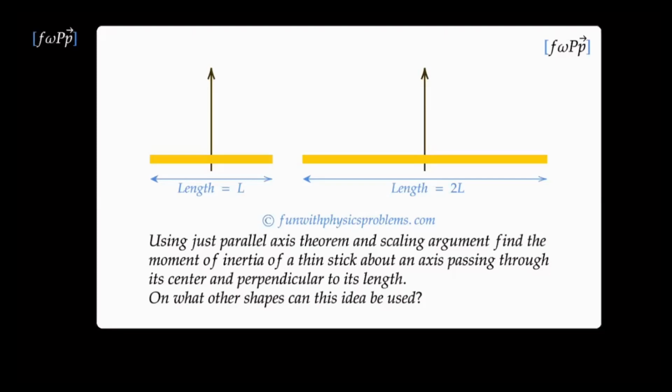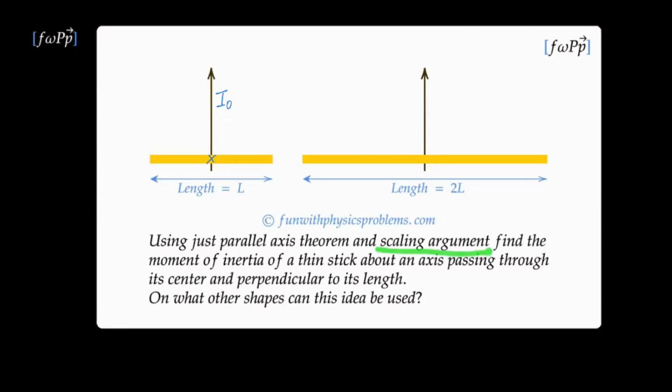The point of the problem is to find the moment of inertia of a stick of length L about an axis through its center of mass without using any calculus. So what is to be used? There are two ideas. One is the scaling argument.